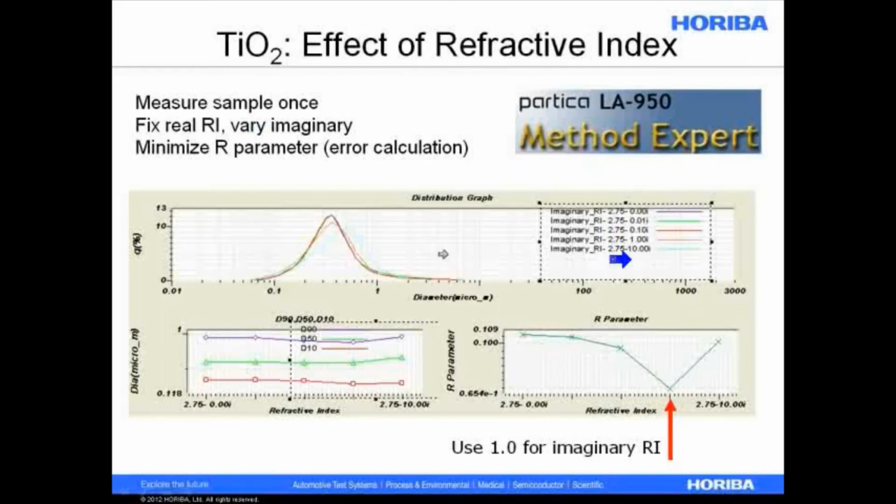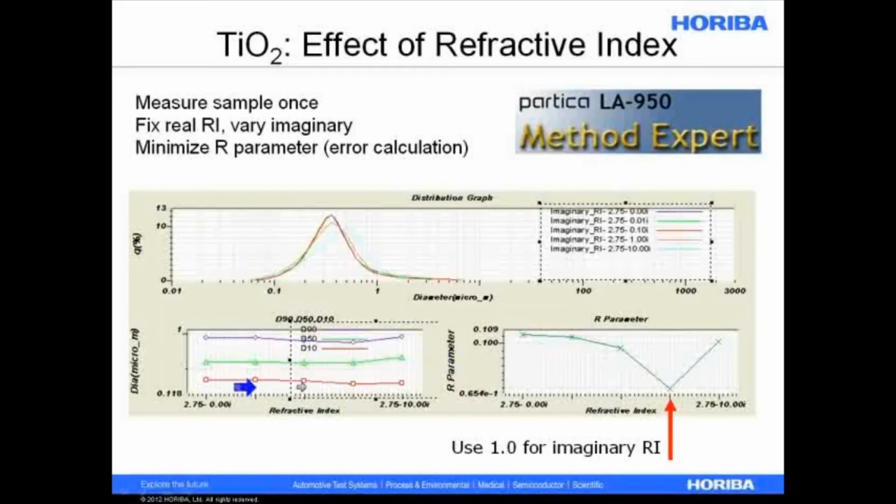What the software will then do is it'll take the one file that has already been created during that initial measurement, and then it calculates the size distribution with these different values of refractive index. It shows you the calculated results here. Down below here you see D10, D50, D90 versus the R parameter. The R parameter is the value that tells us something about the error calculation.